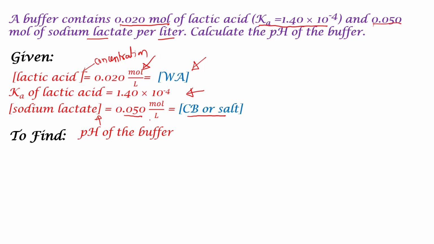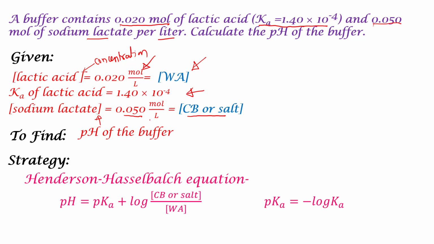And we have to think about what mathematical relationship, or what things that you've learned in the past, help you connect all of these parameters. If you think about it, the equation that we've come across that connects all these parameters is the Henderson-Hasselbalch equation. The Henderson-Hasselbalch equation says pH equals pKa plus log of the concentration of conjugate base or salt divided by the concentration of weak acid.